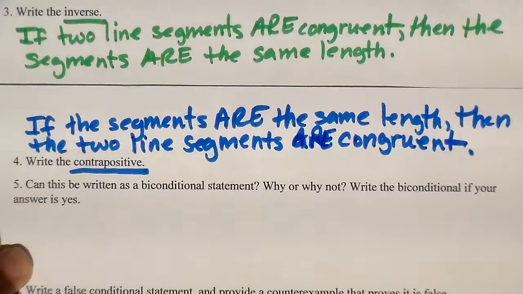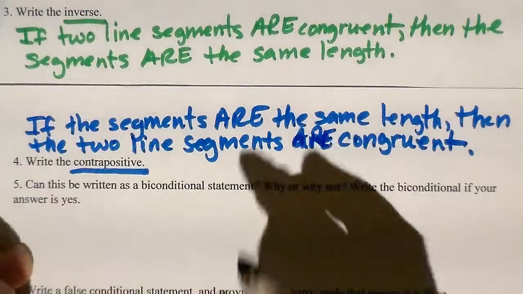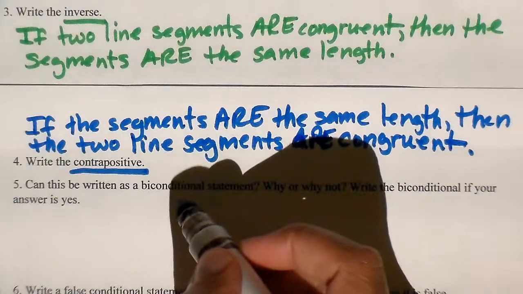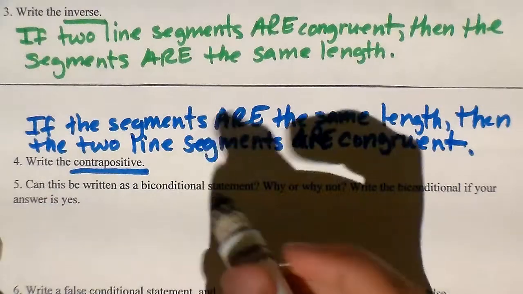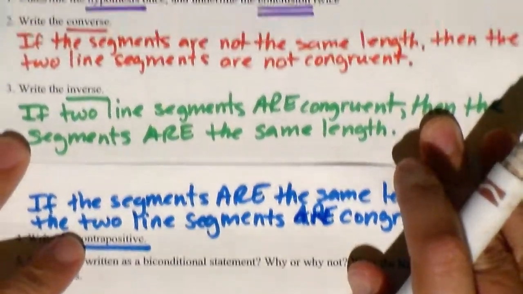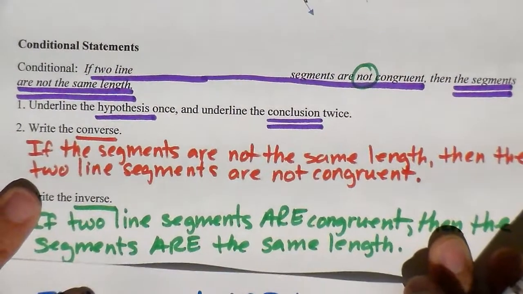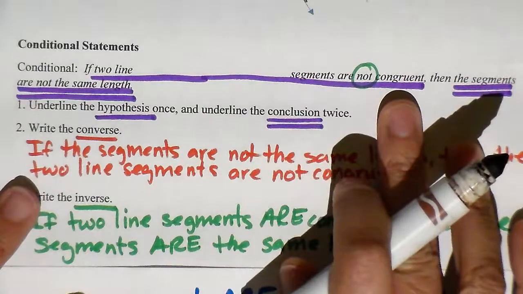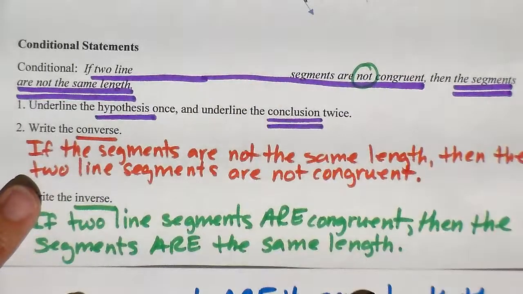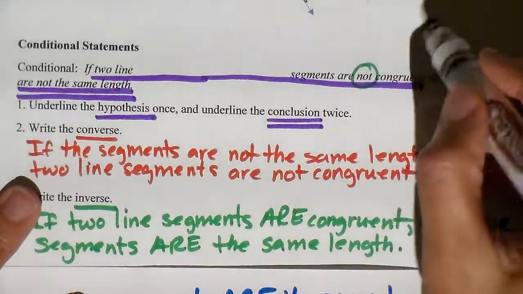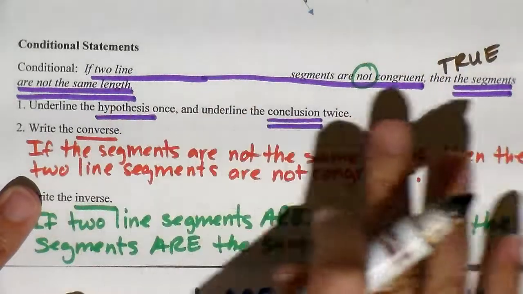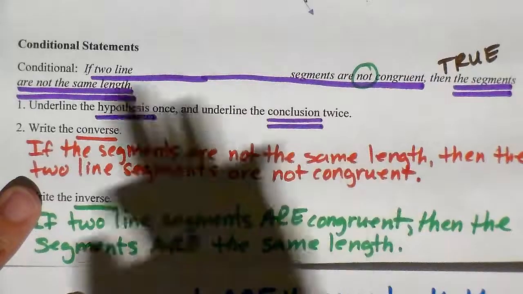Now let's look at the biconditional. We talked the least amount about this. What is a biconditional statement? That's a statement that can be written both ways. It's true if both the original and its converse are true. So let's go back and look at the original. The original statement says, if two line segments are not congruent, then the segments are not the same length. Is that true? Yes, that's true.